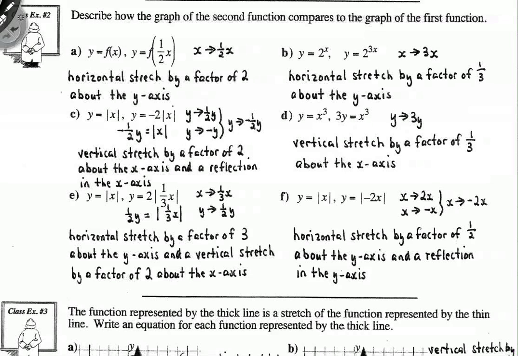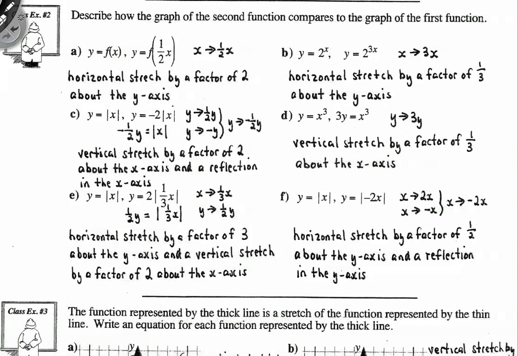Replacement terminology would just be x goes to 1/2 x. So here it is, a horizontal stretch by a factor of 2, and of course horizontal stretches are always about the y-axis. Part B, y equals 2 to the exponent x. x has changed here to 3x, so the replacement is x goes to 3x, as written here. The 3 means we're basically compressing by a factor of 1/3. Horizontal stretch, factor of 1/3.